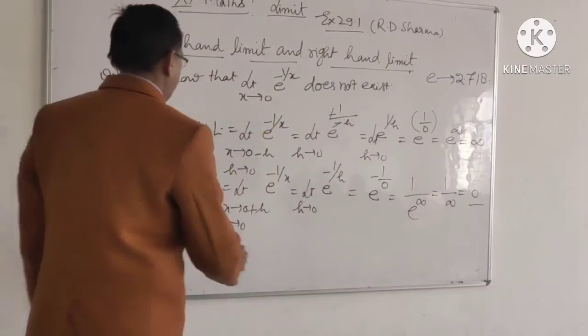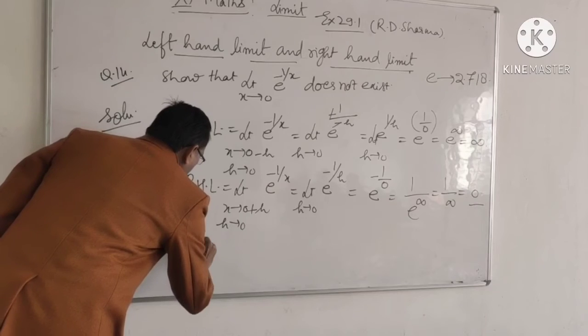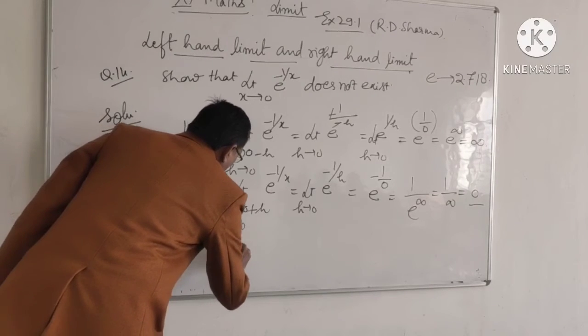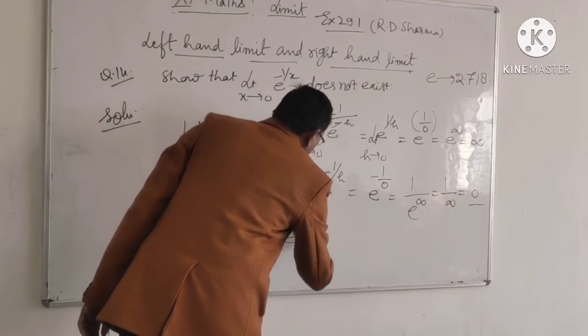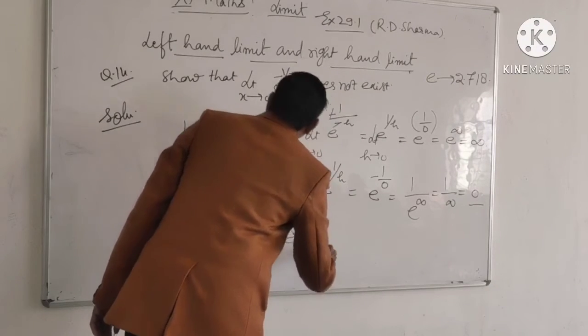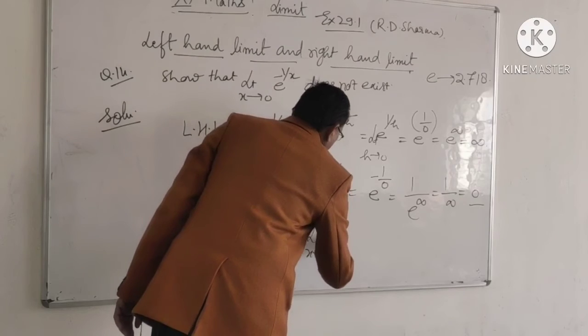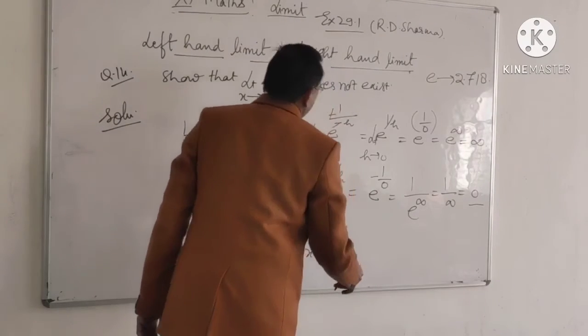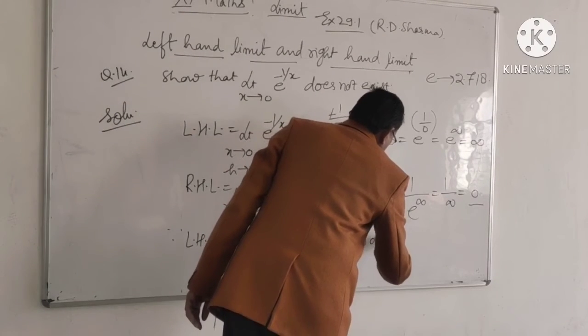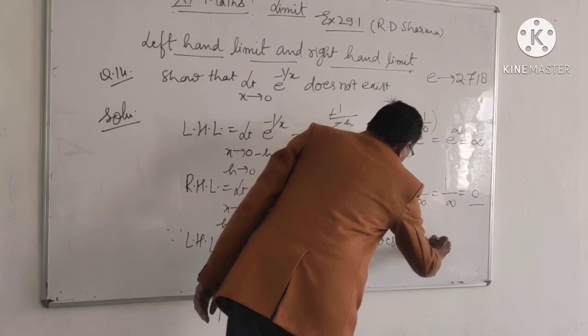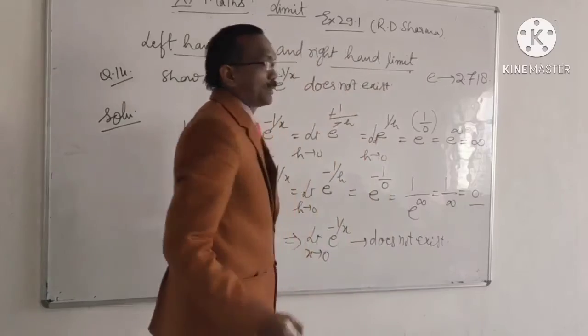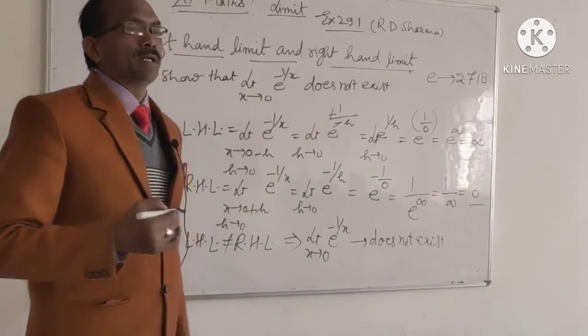Since left hand limit is not equal to right hand limit, therefore limit x tends to 0 of e power minus 1 upon x does not exist. When both limits are equal, then the limit will exist.